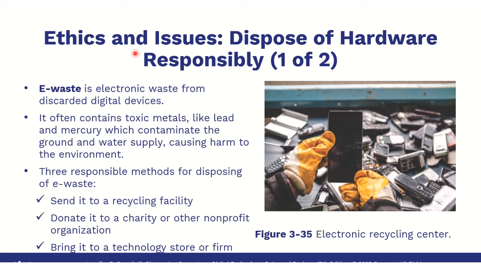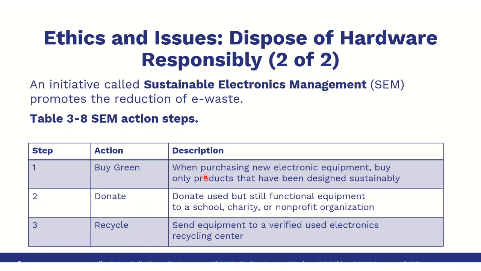Another thing is the disposal of hardware. Sometimes we no longer need the old hardware. How do we dispose of it? Electronic waste, or e-waste, is important here. It often contains toxic materials like lead and mercury. There are three responsible ways to dispose of it: send it to a recycling facility, donate it to charity or another non-profit, or bring it to the technology store or firm. They can do it for you.